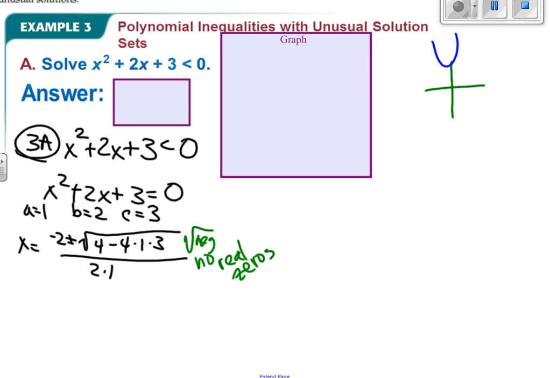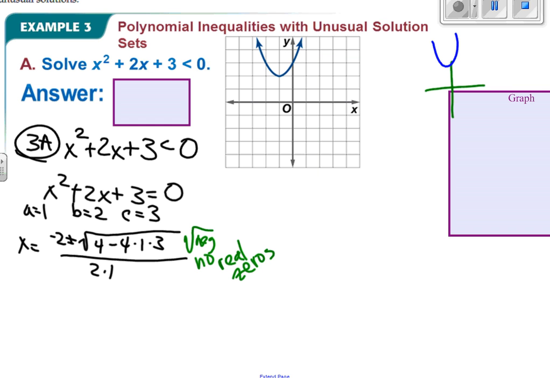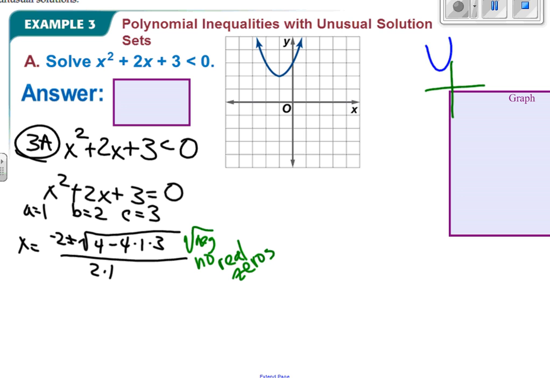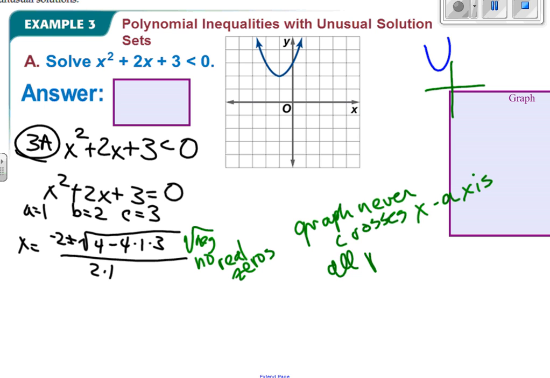And so when is this less than 0? Never. I'll show the good graph as well. So the graph never crosses the x-axis, and all values are positive. So our answer here is the empty set. There's never a place where that is going to be less than 0.